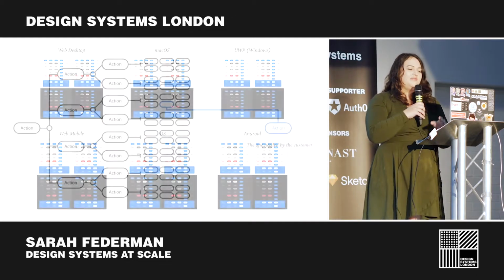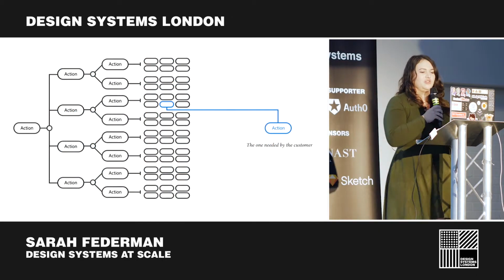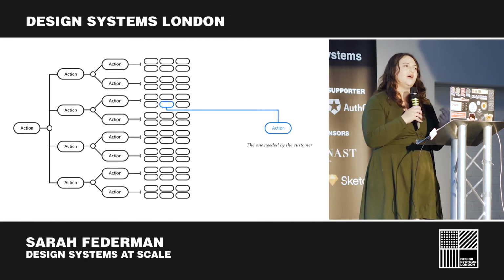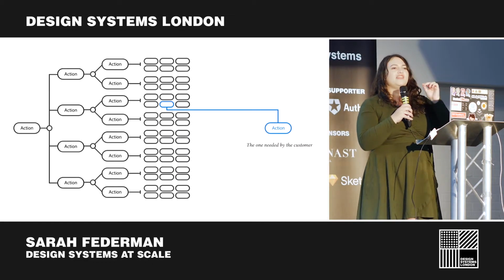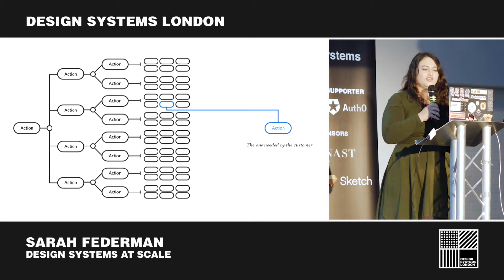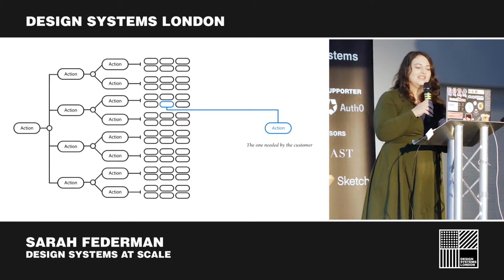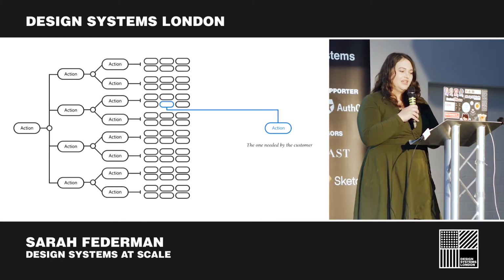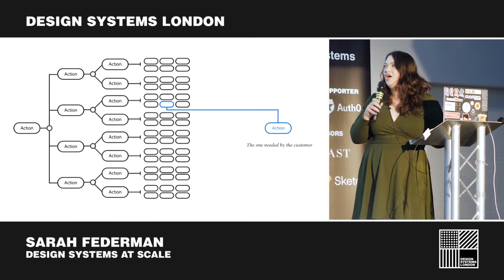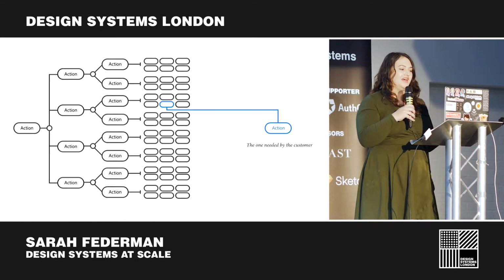So the challenge then becomes to take this in the opposite direction. With all of these options, we have to find a way to communicate effectively so that the user can get the one thing out of those 1,080 buttons that they need. So this talk is basically about how we're managing all of this scale and complexity.